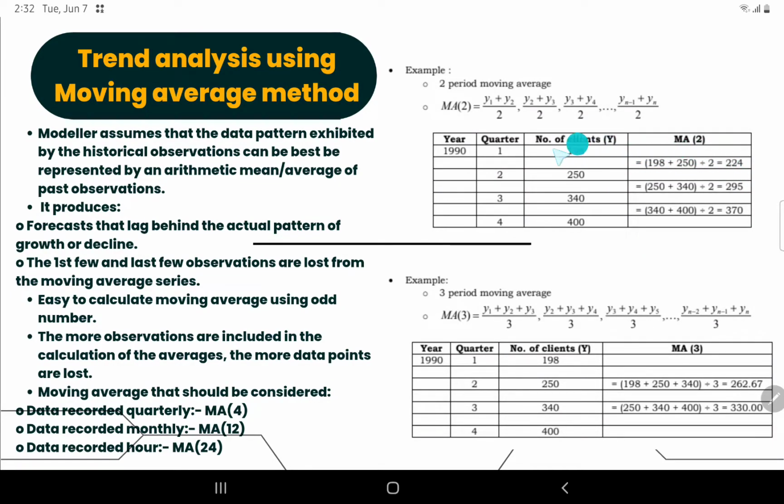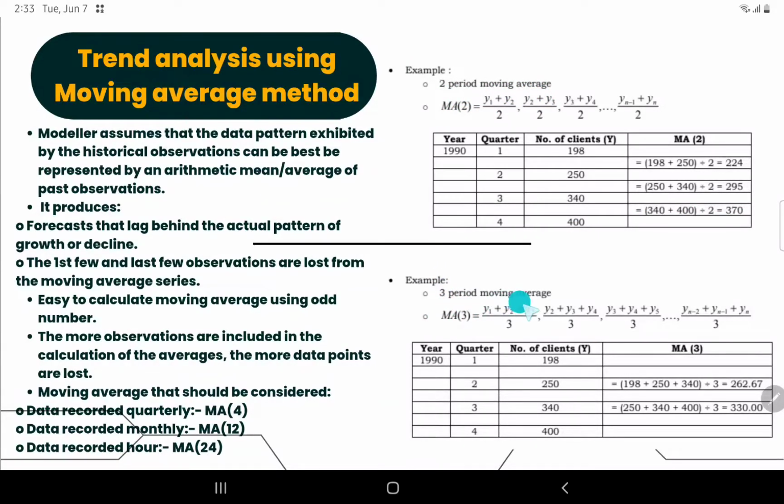This is the moving average for quarter 1 and quarter 2. And then we take quarter 2 and quarter 3, which is 250 plus 340 divide by 2. So the answer is 295. And then kita ambil quarter 3 and quarter 4. Kita kena ambil dua-dua sebab namanya 2 period moving average. So the data is 340 plus 400 divide by 2, the answer is 370. That's how we conduct the 2 period moving average.